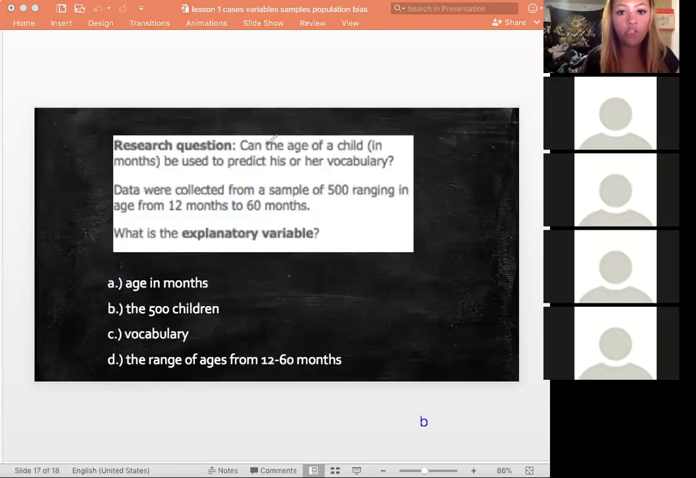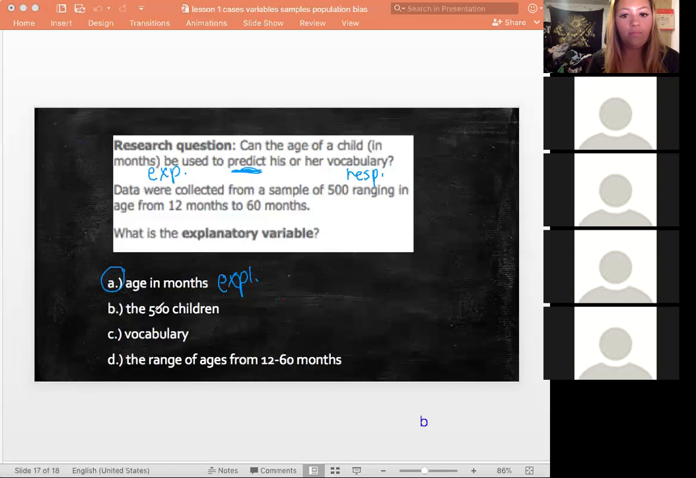Amazing. So our answer is A here. Okay, so our age in months is our explanatory variable because, remember, like I said, if you see predict, you're going to assume that our explanatory variable is going to be before that, and then our response is going to be after. So that's why our age in months is our explanatory.